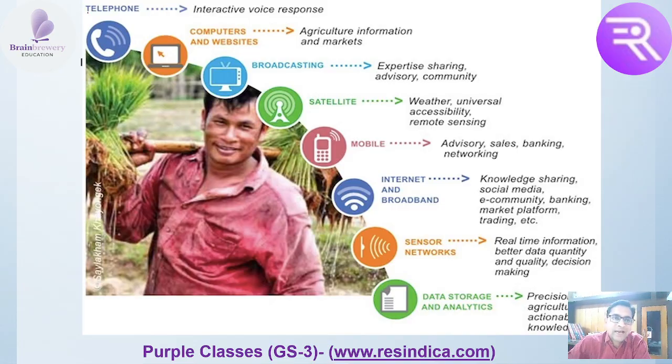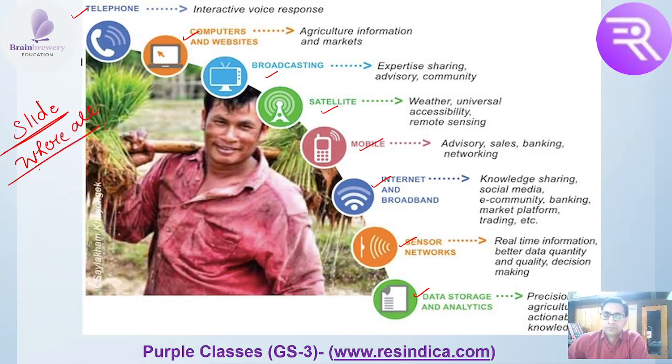You can provide them telephone services, computer and website services, broadcasting services, satellite services, mobile phone audio services, internet broadband, sensor networks, data storage and analytics. Here in this slide I have explained where all you can utilize the e-technologies. These are the places which are called the main centers of e-technologies.